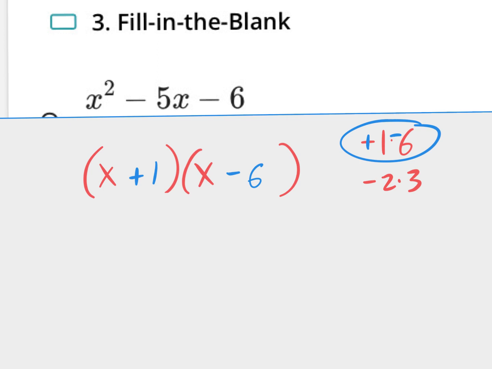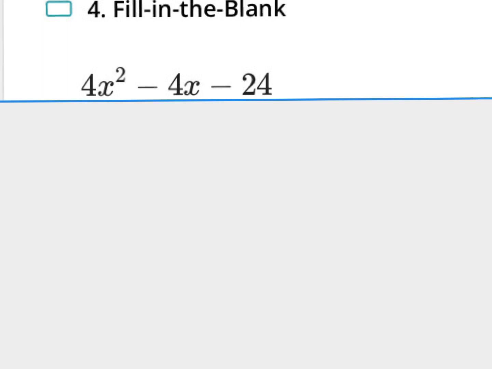Let's move on. We finally get to some fun stuff here because the a value is not 1, and we have to use that longer multi-step process of factoring.